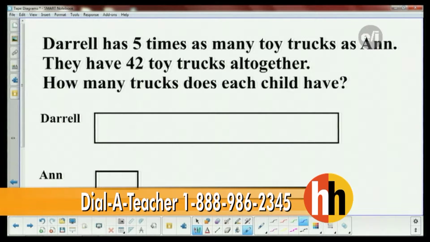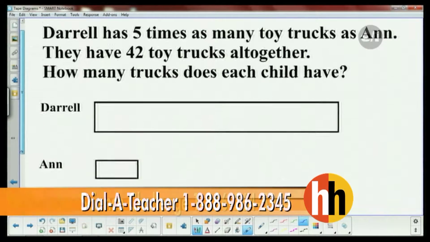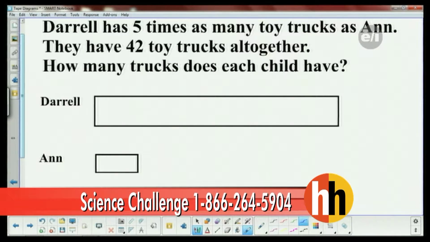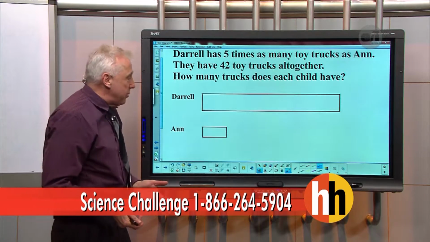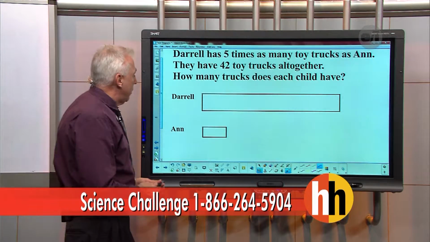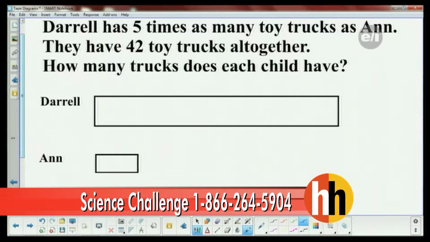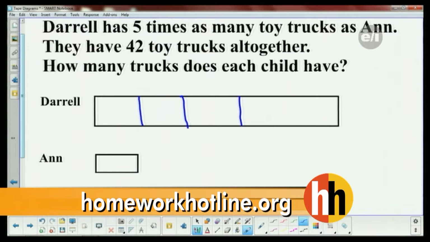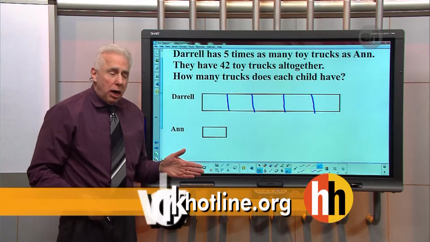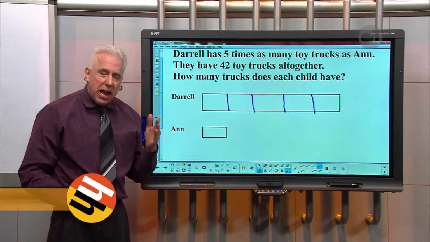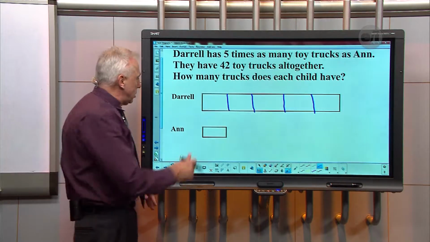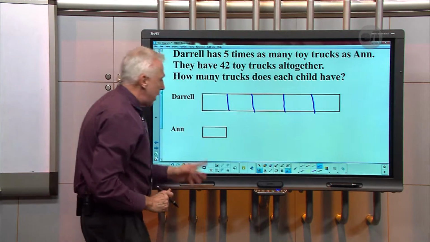All right, so Daryl and Ann are playing with these toy trucks. So Daryl has 5 times as many, so obviously that tape segment is 5 times as long. Ann has not quite as many as Daryl. So let's break this up. If he has 5 times as many, we need to break this up, hopefully pretty good, into 5 segments. 1, 2, 3, 4, 5. And here's Ann. Now actually, up here in our picture, the tape diagram, we have 6 segments. We've got Daryl's 5 and Ann's 1.